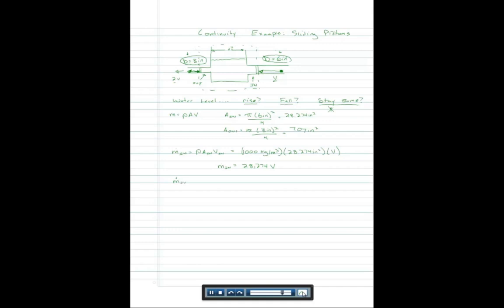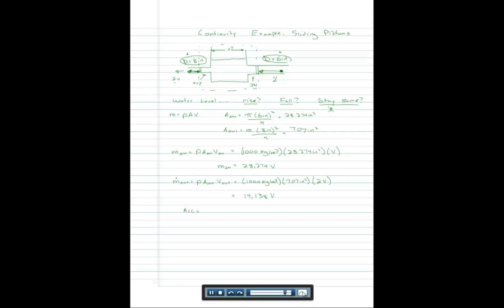So now let's consider the mass flow rate out. The mass flow rate out is the density, area out, and velocity out. And so again, it's 1,000 kilograms per cubic meter. The area out is 7.07 inches squared, and the velocity is 2 times V. So that gives 14,138 V.